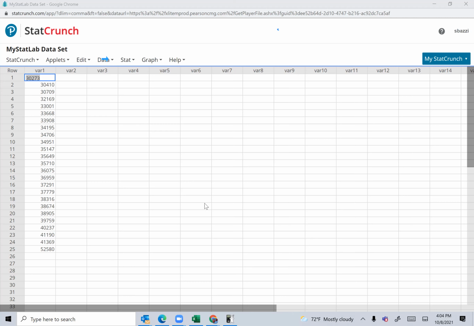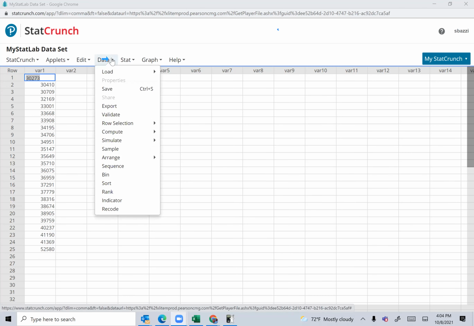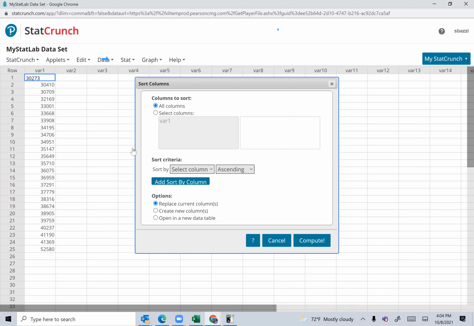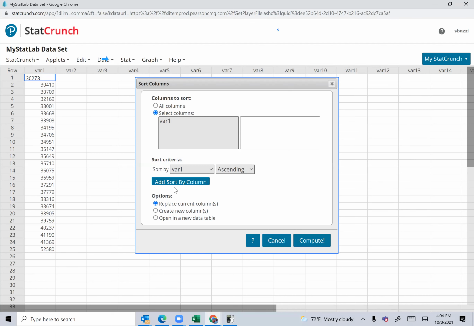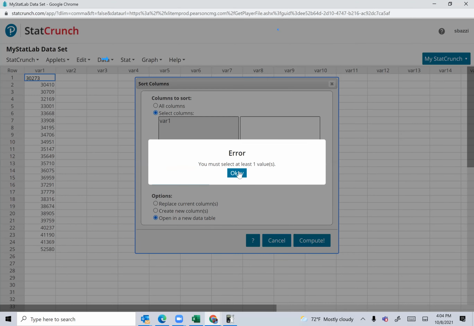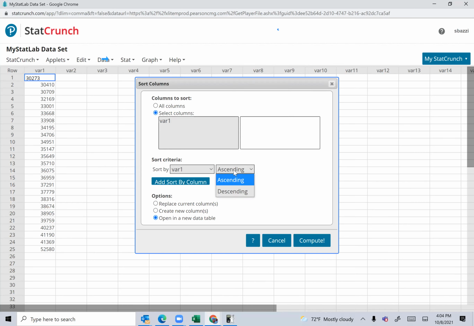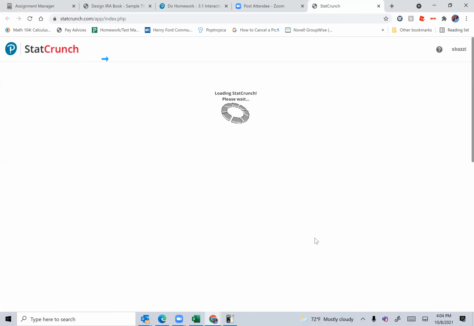So I'm going to go, that's the mouse here, to data, sort. Watch me doing this. Select column and replace. Oh, sorry. Why didn't it do it? Open a new data table. Oh, right here, sorry. Okay.